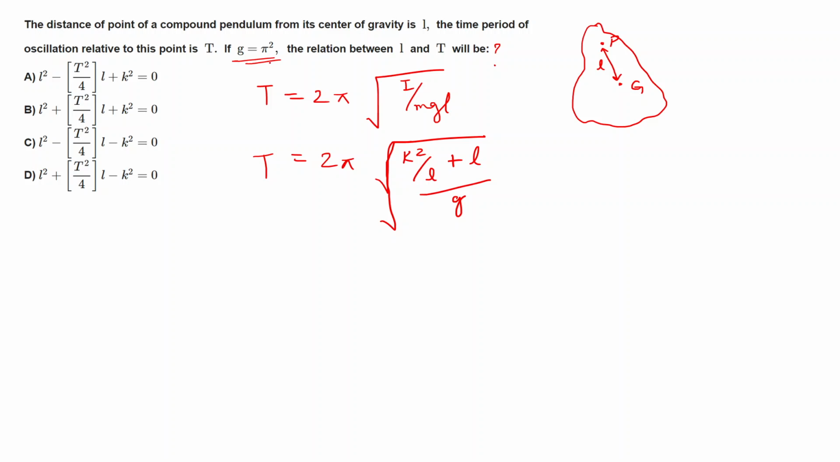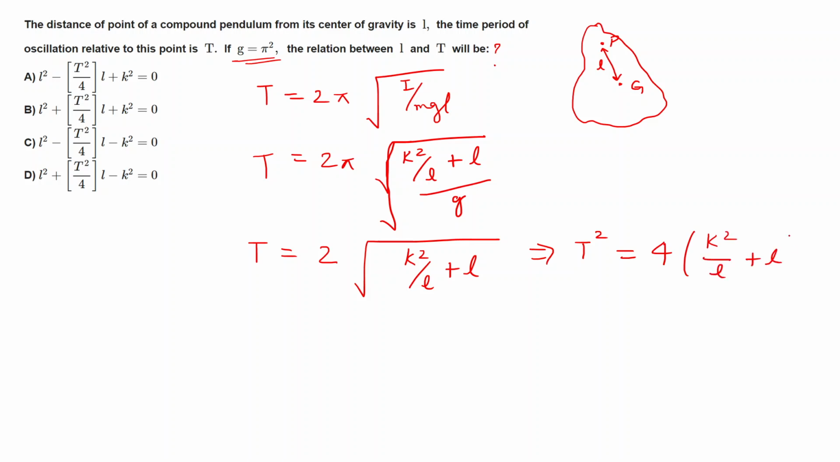Now we have been given that g is equal to pi square. So if I put the value here, g is equal to pi square, then root of pi square will be pi. So this pi will be cancelled and I'll get something like this, k square by l plus l. Now to get it in the form of this equation, I'll take square on both the sides. When I take square on both the sides, it will become t square by 4 and this expression will remain like this.